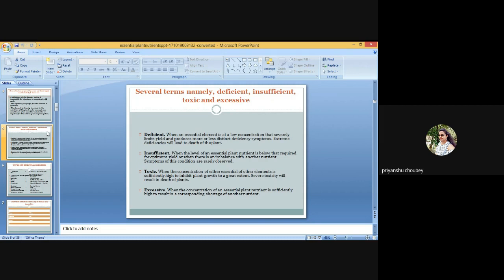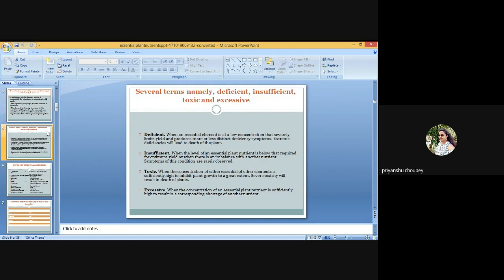Functions and deficiency symptoms of nutrients. The role of nutrients in plants and their characteristic deficiency symptoms are described individually in this section. So the first one is nitrogen.